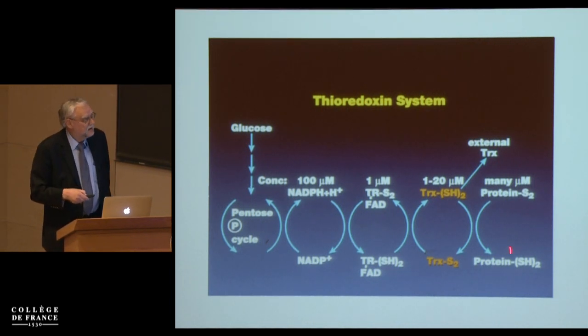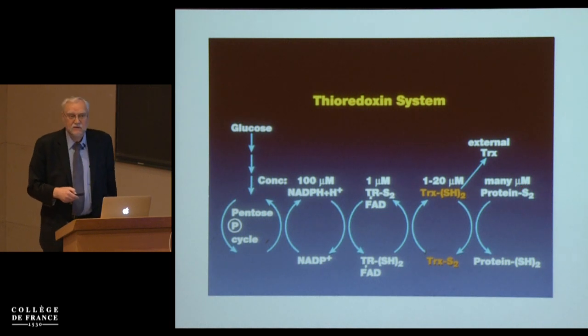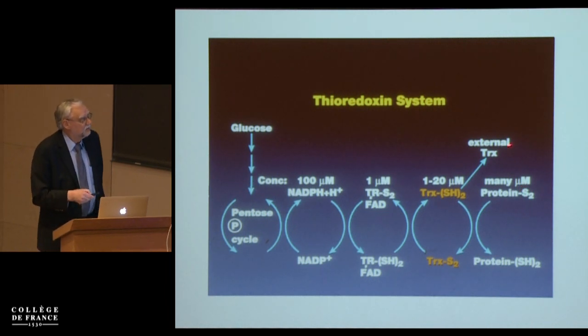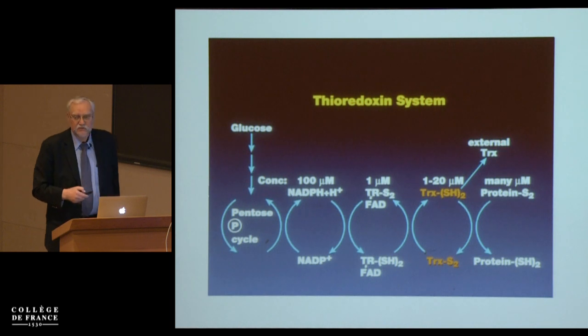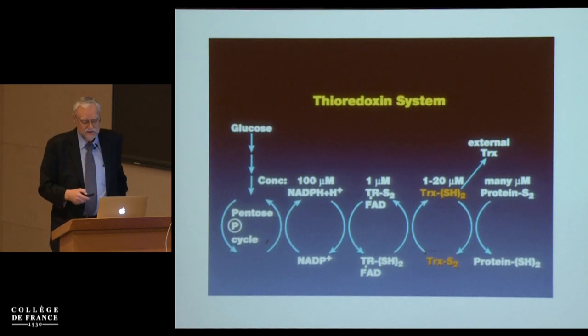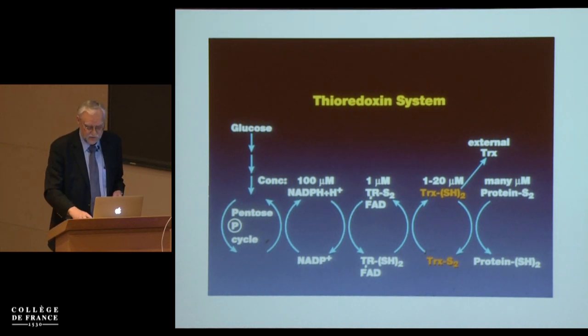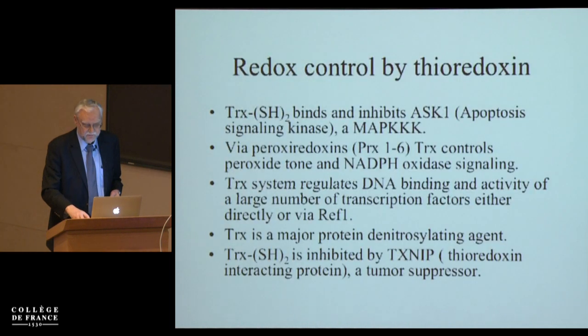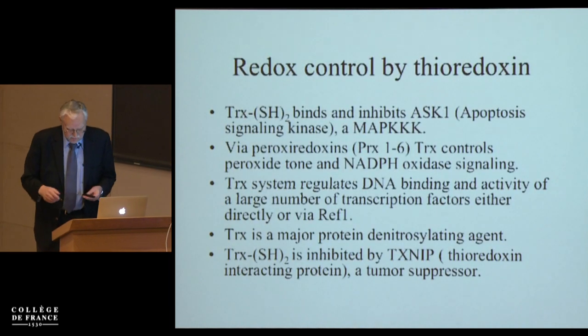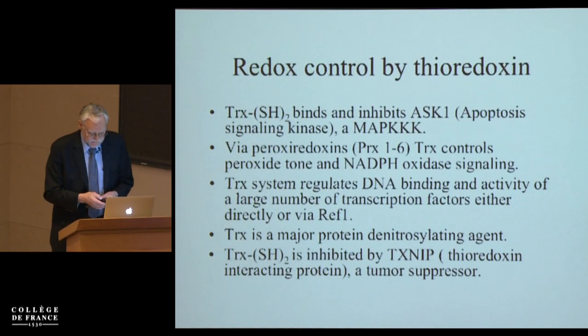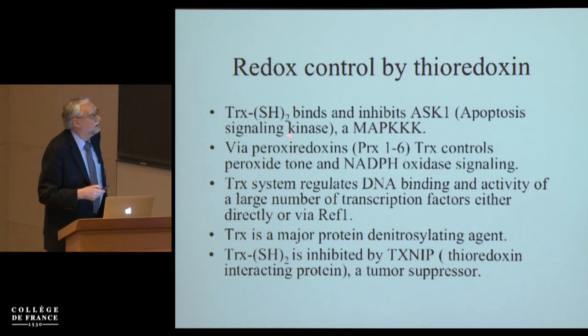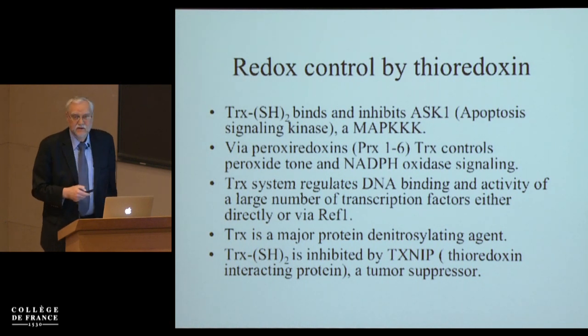Thioredoxin is the cell's general protein disulfide reductase. But it's also secreted out from cells, and it generates a compound called thioredoxin 80, which has similarities to what you just heard here with the short and long form. In general, redox control by thioredoxin is that reduced thioredoxin binds apoptosis signaling kinase to prevent apoptosis.